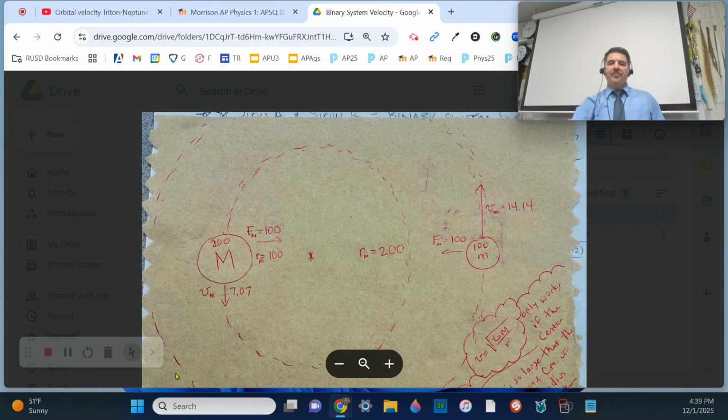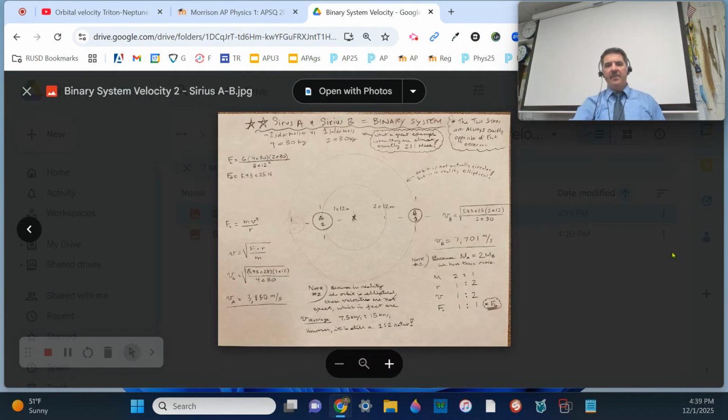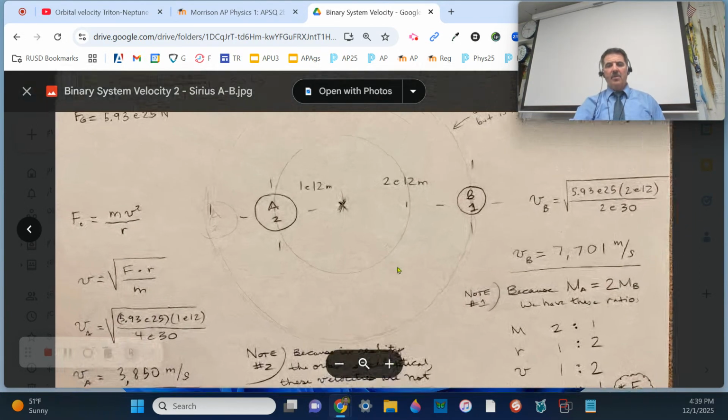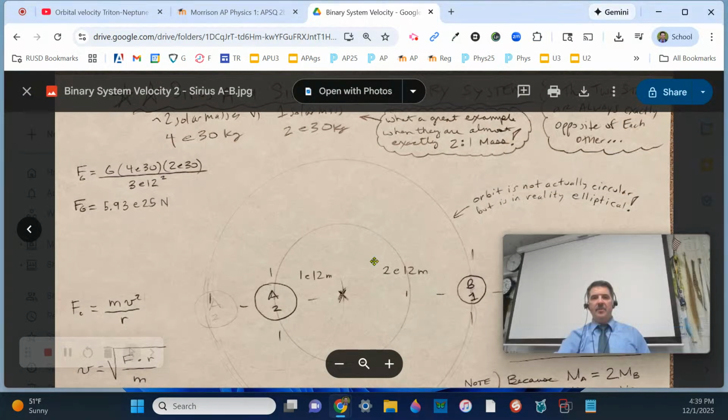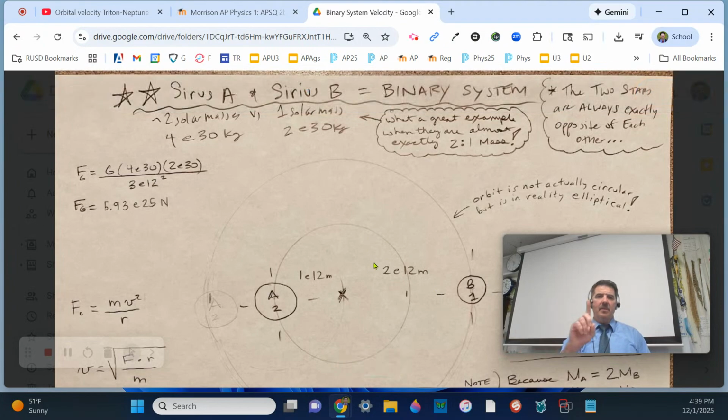But that's pretty interesting. But we actually have an example in real life, and this is the star system, which is a binary system in the Milky Way. It's called Sirius A and Sirius B. And so many things are set up so nicely here. Sirius A is twice as big as our sun. Sirius B is the same size as our sun.